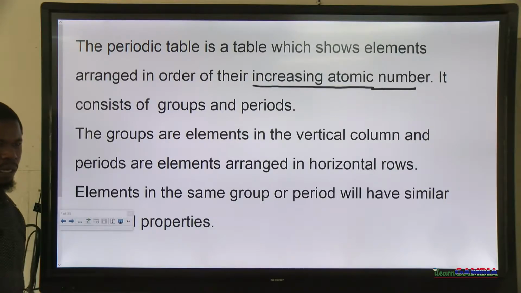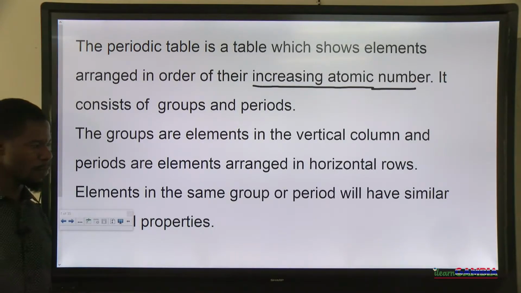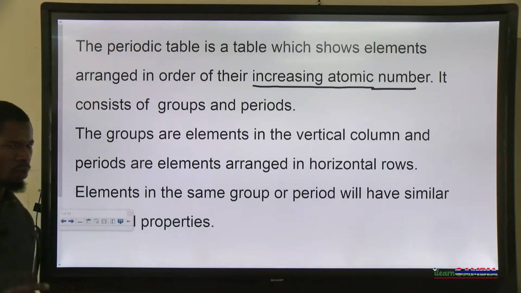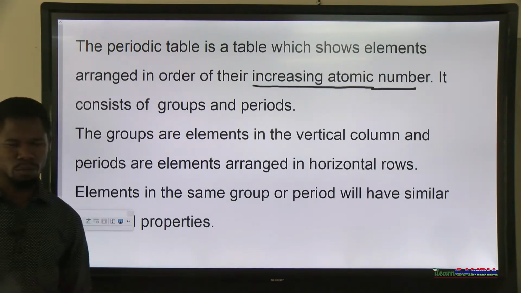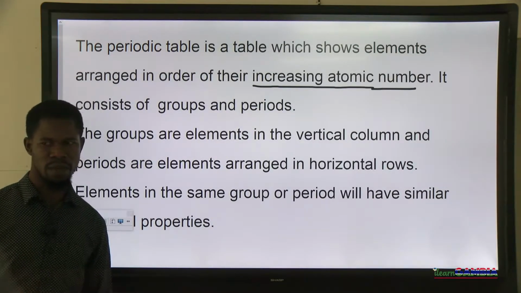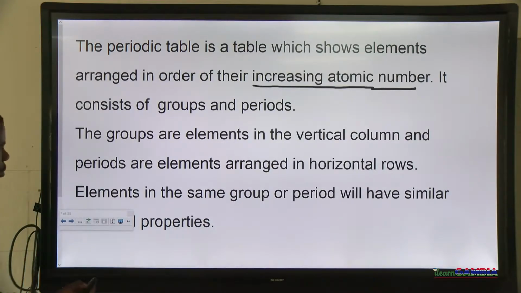And the reason why the periodic table is the most important tool is because all the substances that we are able to make today are made up of atoms or elements. And these elements are found on the periodic table. And when they are arranged on the periodic table, their properties, be it physical or chemical properties, are all determined. So that is why it is one of the most important tools ever created by humans.